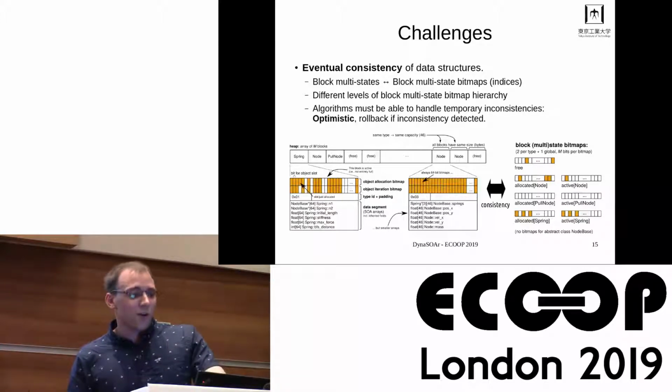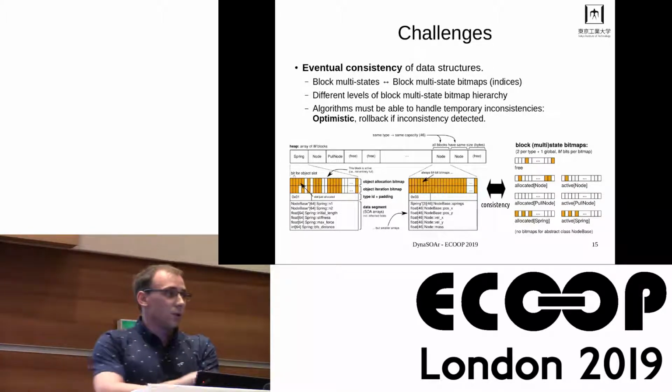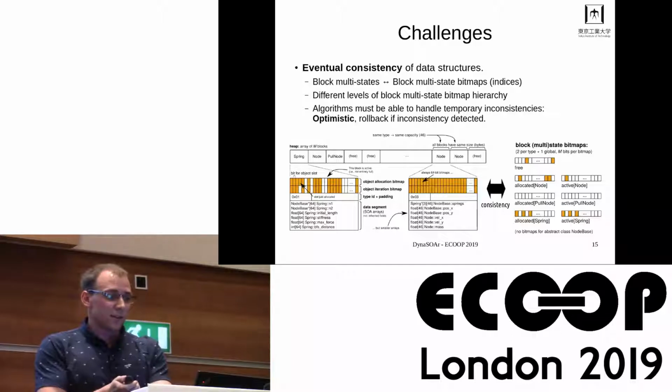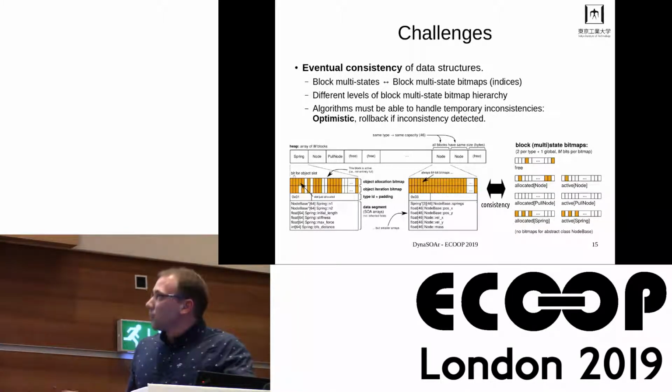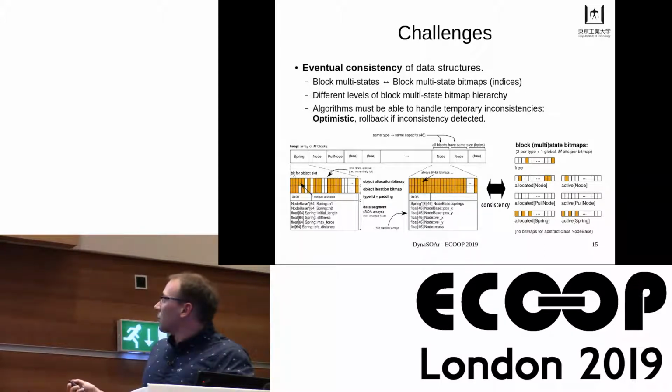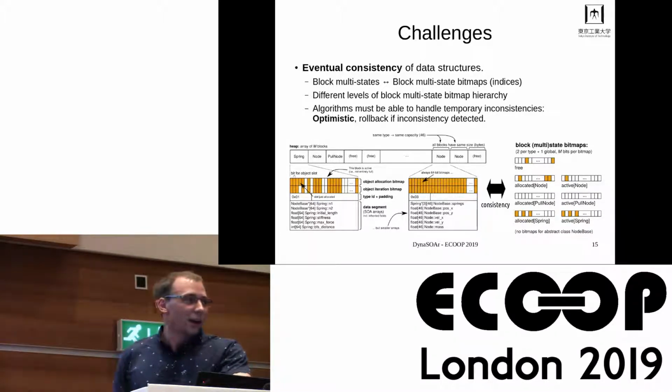Let me briefly talk about some of the challenges here. So one challenge in this allocator is consistency of data structures. Specifically, we have to make sure that the actual allocator state is consistent with those block state bitmaps, with those indices. So, for example, we might allocate some objects in this block, and eventually this block might become full. At this point, we have to set the corresponding bit of this block to 0, because now this block is no longer active, it is full.